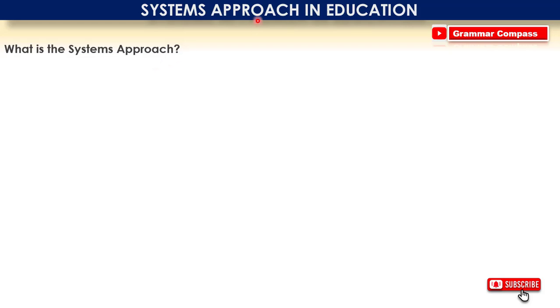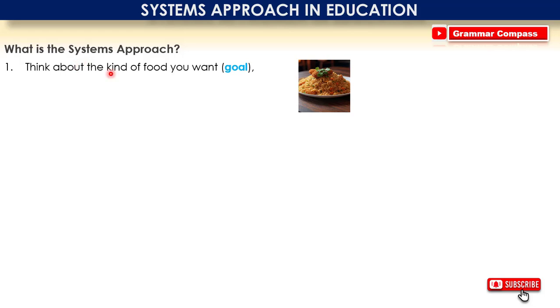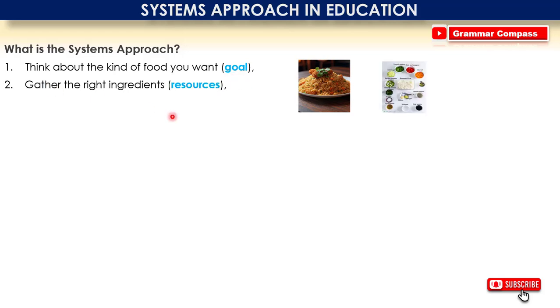To understand the systems approach in education, let us consider this. Let's say you want to prepare something to eat. First, you will go through some series of steps before the food is ready. One, you will think about the kind of food that you want. This is termed in systems approach as the goal. Second, you will gather the ingredients. This is called resources in systems approach. These ingredients will be put together to make the food that you desire.